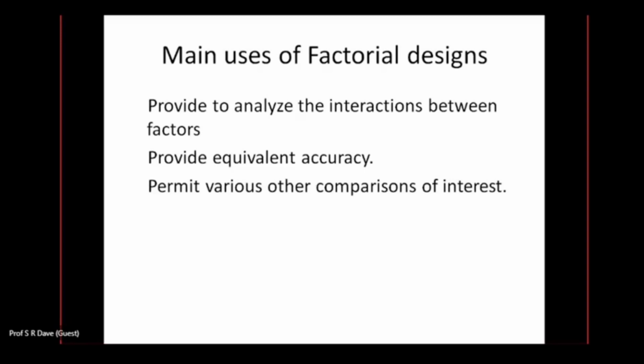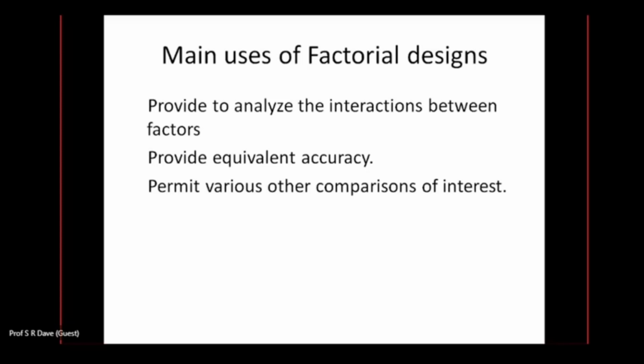What are the main uses of a factorial design? It allows you to analyze the interaction between the factors. What that interaction is between any factors, you come to know, which is not possible in any other experiments. And it is very essential to know the interactions to come to a conclusion. It provides equivalent accuracy; it gives high accuracy.